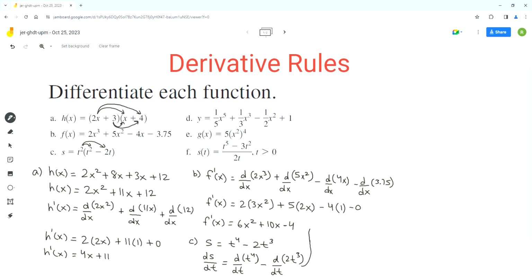So now we can simplify this expression. So ds over dt is equal to, for t to the power 4 we can use the power rule, so we get 4t cubed, and then for the next term the 2 is the coefficient, so the derivative of t cubed is 3t squared, and now we can simplify the terms, so we get 4t cubed minus 6t squared. So this should be the final answer for the derivative of the function in part C.